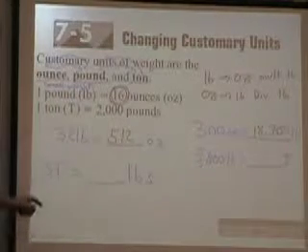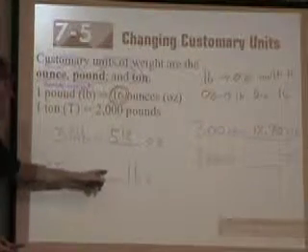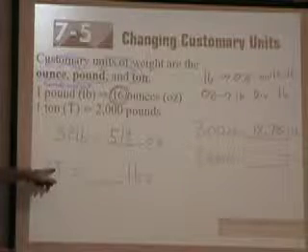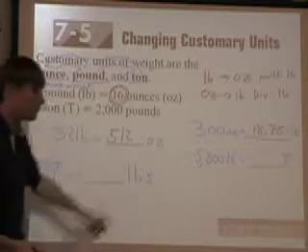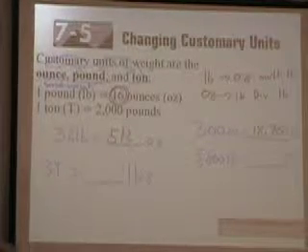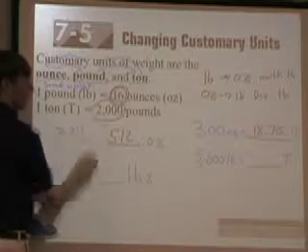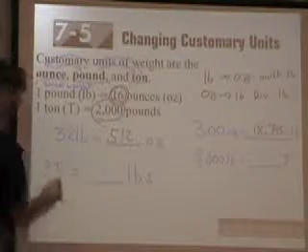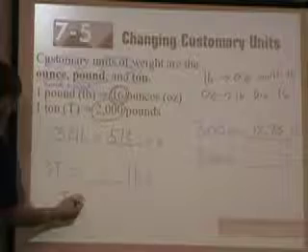So now let's look down here. We want to do 3 tons to pounds. Now if you're going from tons to pounds, what do you think you do? Multiply by what? 2,000. So if you're going tons to pounds, you need to write this down.